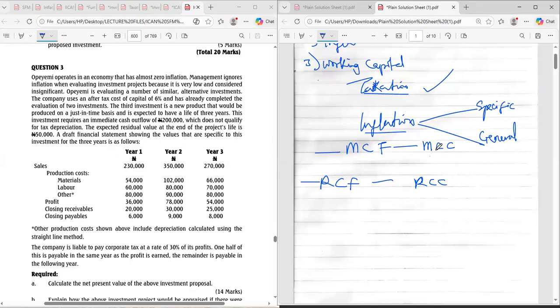Money cost of capital and real cost of capital. As you can see, I put them in front of each other. Money cash flow, money cost of capital. Real cash flow, real cost of capital. Now, what does this mean?